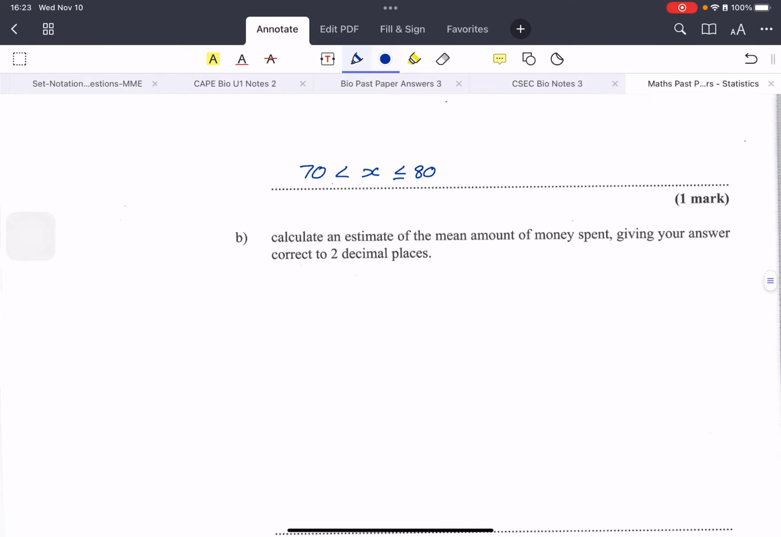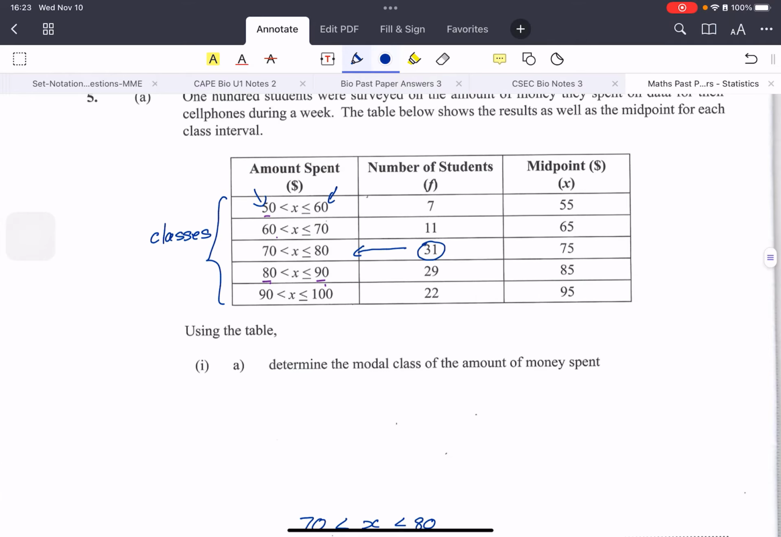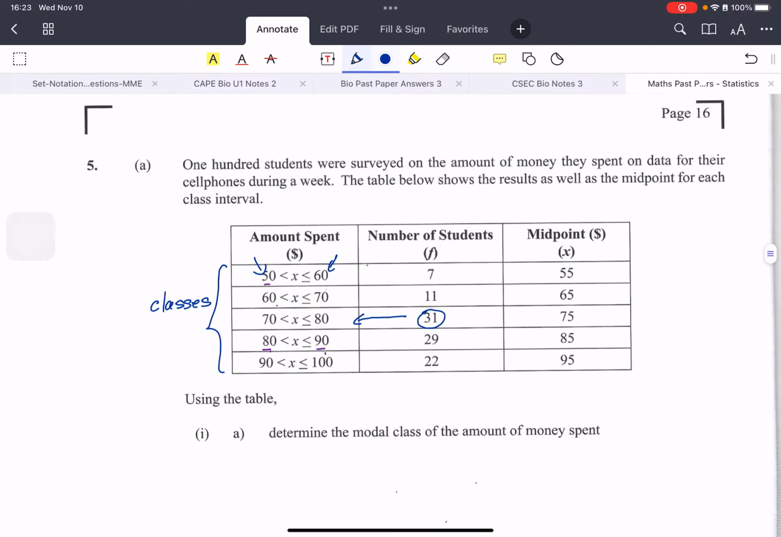Part B. Calculate an estimate of the mean amount of money spent, giving your answer correct to 2 decimal places. Now, to calculate the average of groups or classes, we needed to find the midpoint of each class as an estimate, and they did that for us. So we're very happy about that. Okay? The next part of finding the mean is that we need to find the subtotal of each midpoint. Okay? So I'm going to have to create another column in this table.